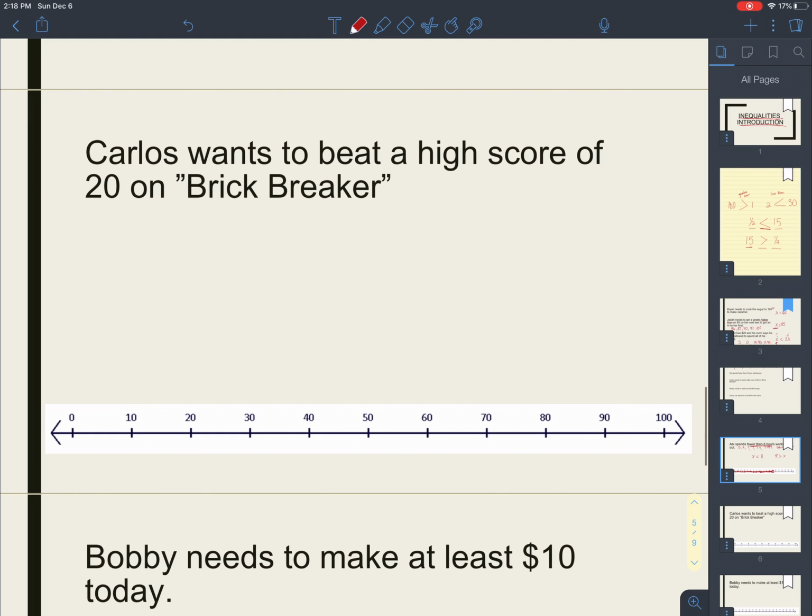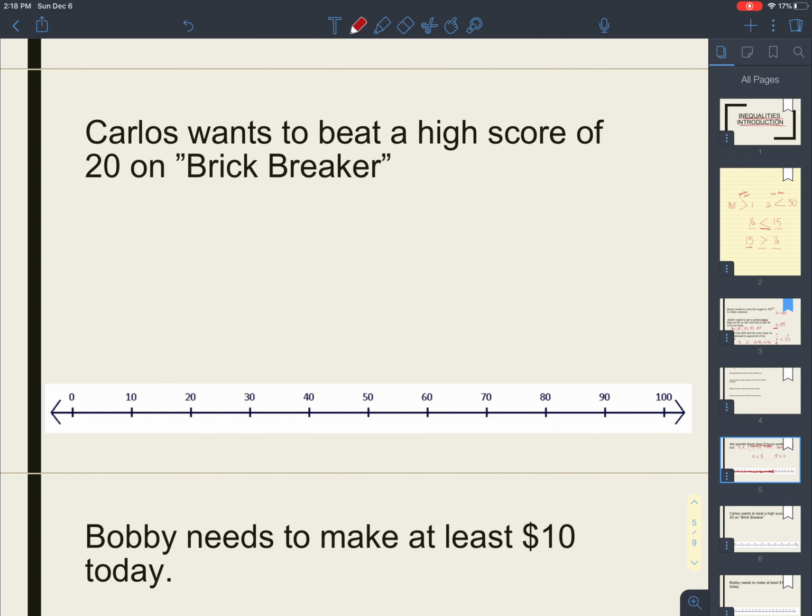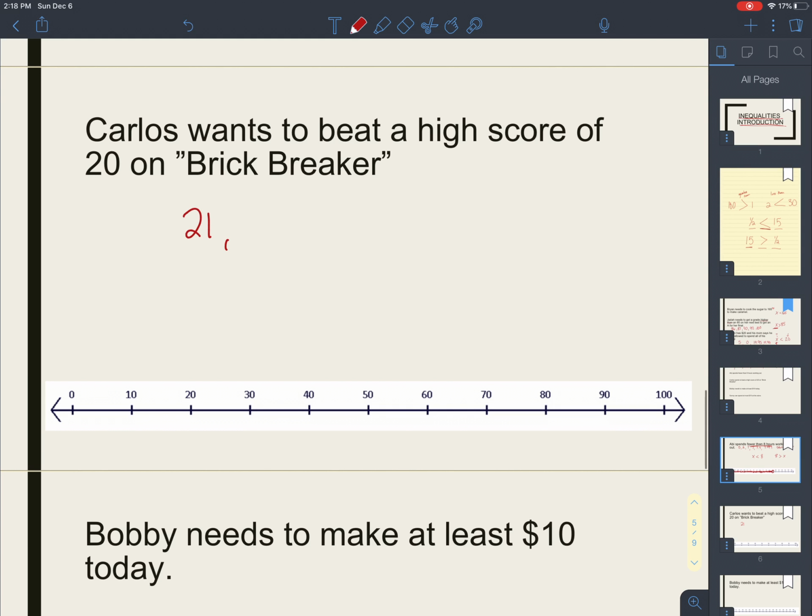So here's another example. Carlos wants to beat a high score of 20 on Brick Breaker. So he's playing a game. He wants to beat the high score of 20. So what are some scores that Carlos could get to beat the high score? So he could get a 21, right? He could get a 25. He could get a 26. 27. We could keep going.